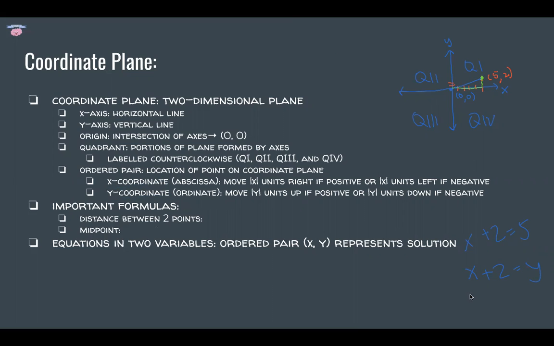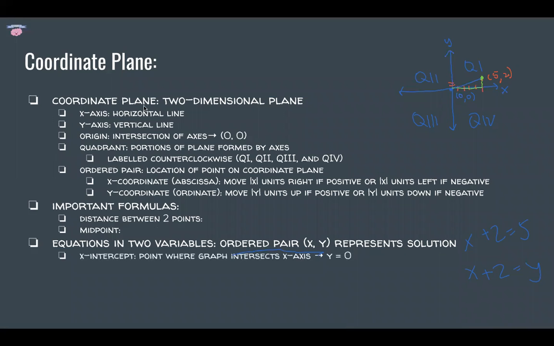Anyway, so the y coordinate represents vertical distance and the x coordinate represents horizontal distance. So an ordered pair x, y of an equation represents the solution. X units horizontally, y units vertically.